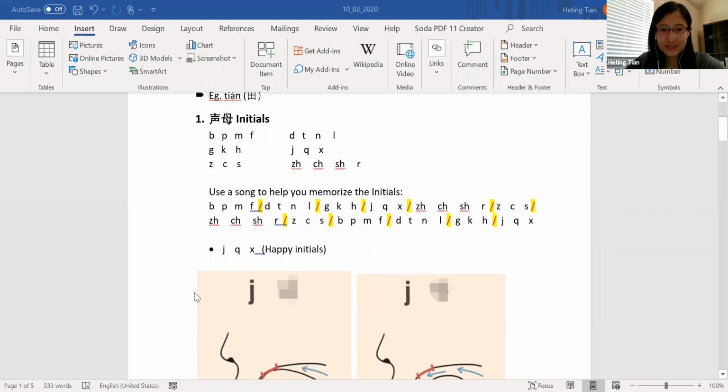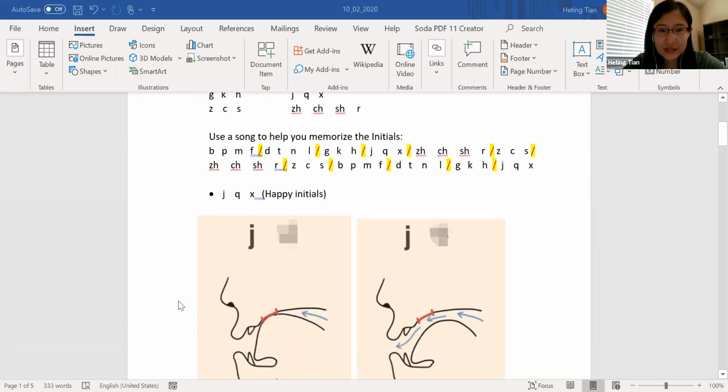for you. Okay, next one is some hard initials for you. That's Ji, Qi, Xi. Look at my lips. Ji, Qi, Xi. I call them happy initials because I'm happy, right? Ji, Qi, Xi. When you are pronouncing, keep the lips like this. The only difference is in your tongue.